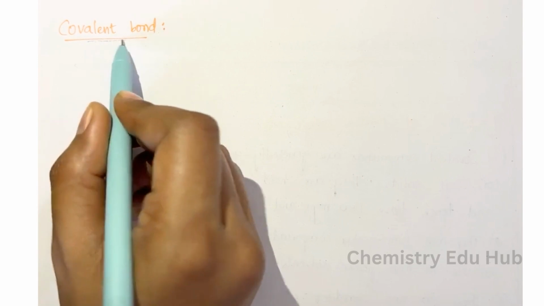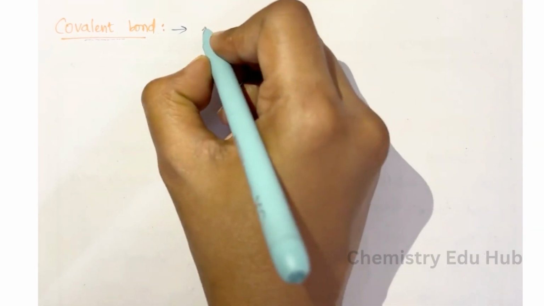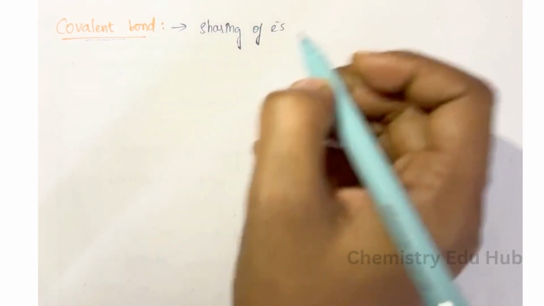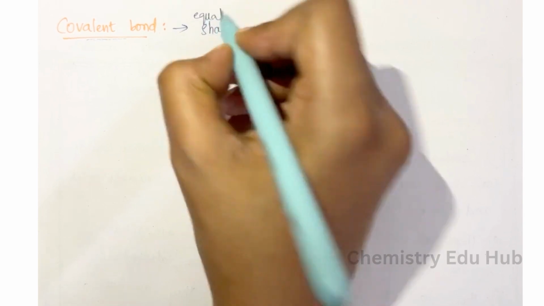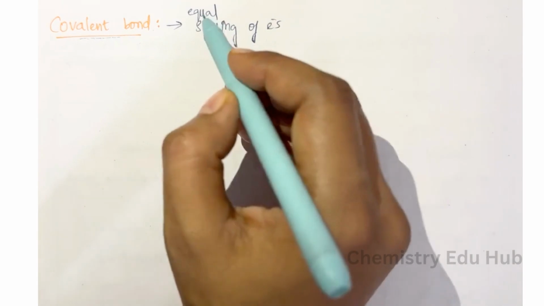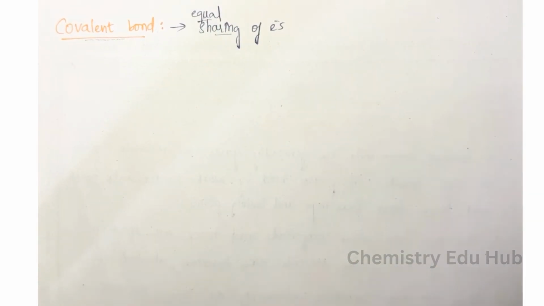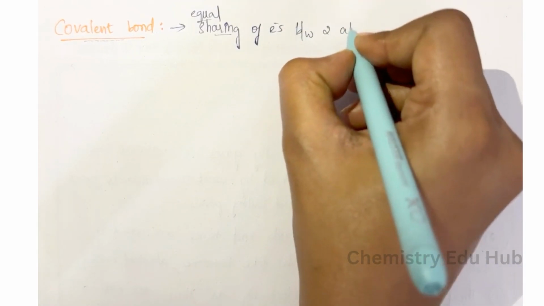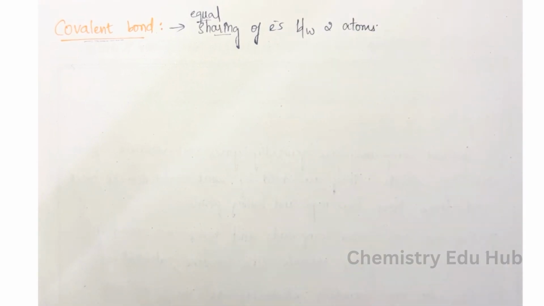Today we are going to talk about the second type of bond, that is covalent bond, which is the most important type of bond. Now, covalent bond is formed by the sharing of electrons, that too, equal sharing of electrons between the two atoms. So covalent bond is formed by the equal contribution of electrons and mutual sharing of electrons between two atoms. This is the definition of covalent bond.